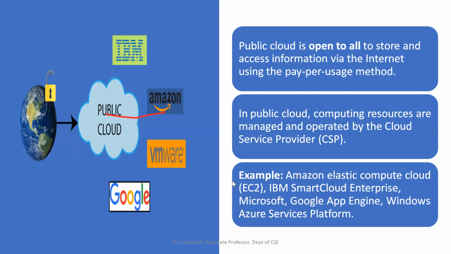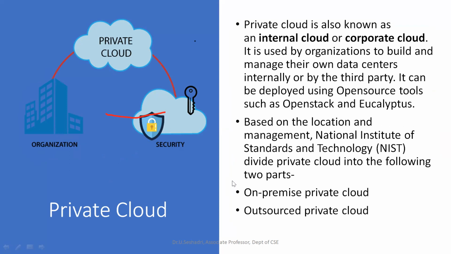Okay. Now, another one is the private cloud. The private cloud, we also call it the internal cloud or the corporate cloud. It is used by organizations to build and manage their own data centers internally or by using a third party. It can be deployed using open source tools, like OpenStack, that's a private cloud, and Eucalyptus, that's a private cloud. Using those third-party tools, they can organize and manage their own data centers.